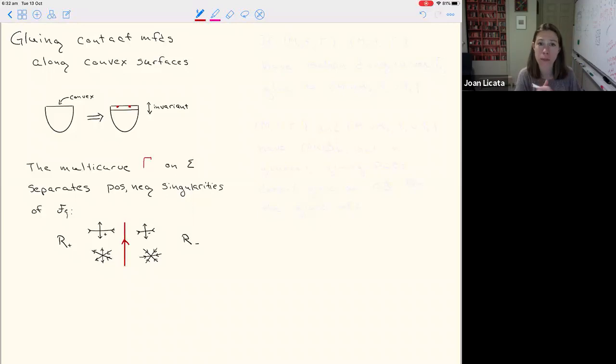So I should say most of the stuff I'm talking about, convex surfaces, can be traced back to Giroux one way or another. I think I didn't do a good job giving precise credits here. Okay. So I'm going to use the symbol gamma, as everyone does, for the dividing curve of a contact structure on a convex surface. And the simplest way to think about this is that your characteristic foliation is going to be a singular foliation, and each of the singularities comes with a sign.